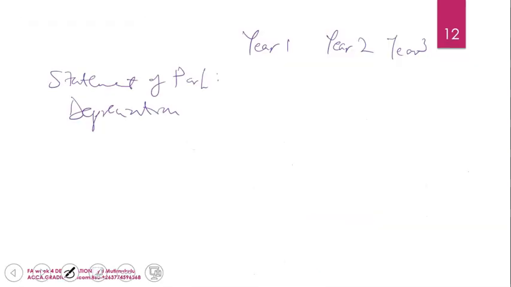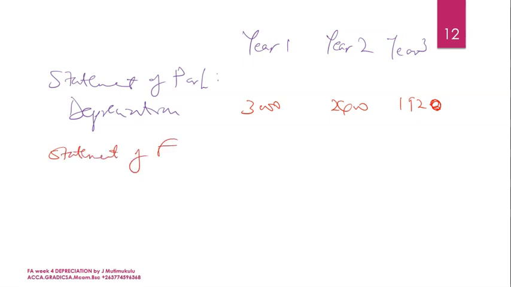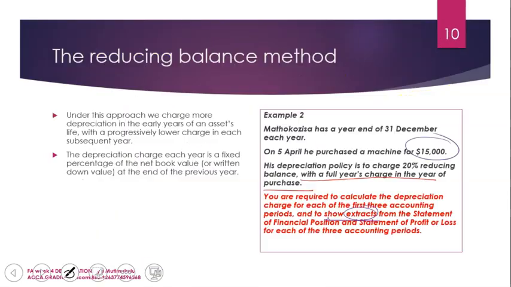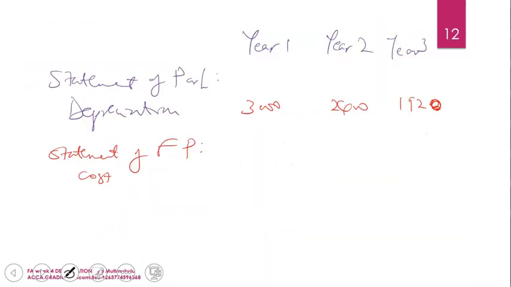So let us slot in those figures. In the first year it was 3,000, then 2.4, and then 1,920. Then the statement of financial position extract. The statement of financial position, we are going to have under the non-current assets the cost of the asset. The cost of the asset, ladies and gentlemen, it was 15,000, remember, so that's $15,000. Okay, so remember, always put your dollar signs so that examiners would see clearly.